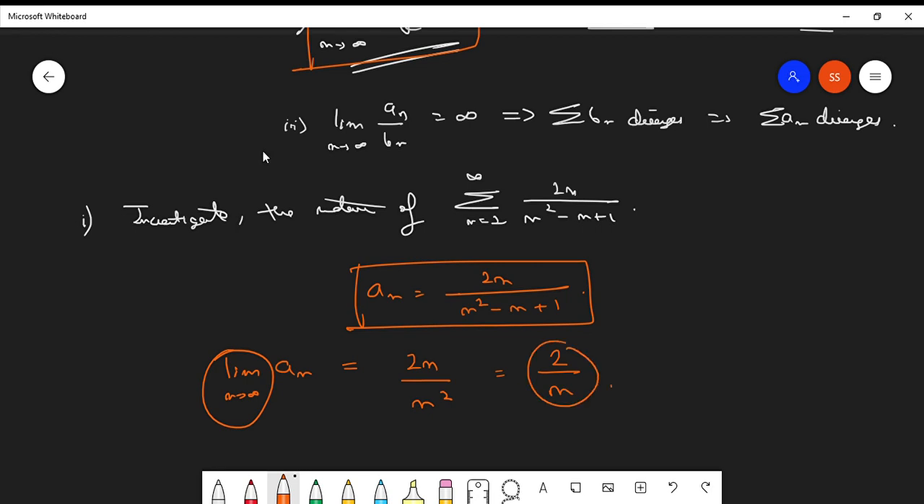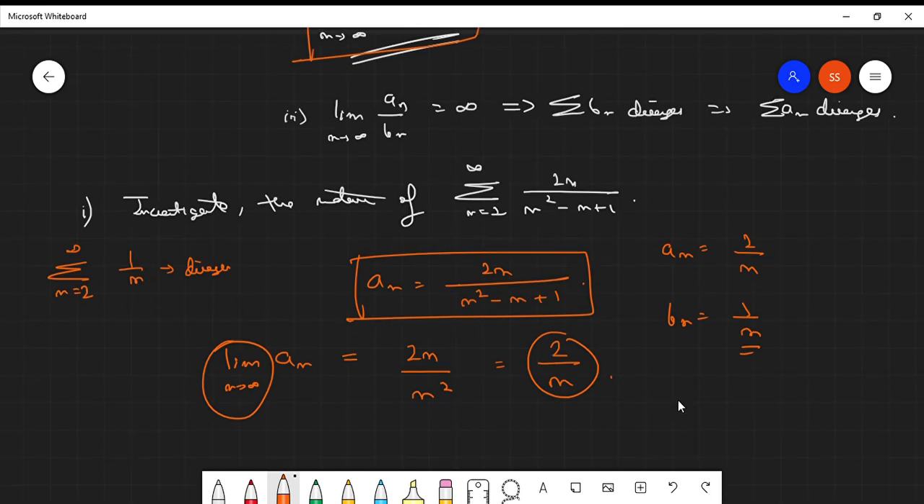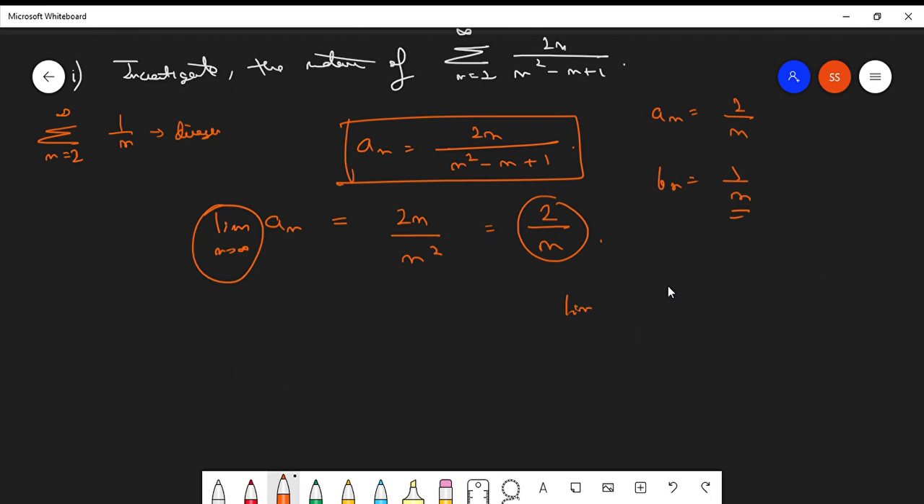Clear? So you can now consider an to be 2 over n, and let's say you have bn as 1 over n. We choose this particular function as the nth term of an infinite series because we know that the series n equals 1 to infinity, or even n equals 2 to infinity, of 1 over n diverges, right?